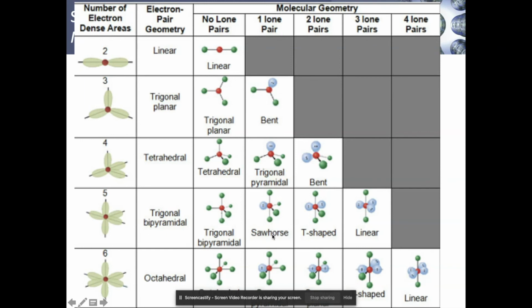I always say seesaw. You have T-shaped, you have linear. This one got cut off, this is octahedral, this one is square pyramidal, this one is square planar, this one is T-shaped, this one is linear. Okay, and this doesn't have bond angles, but trust me, your book has a gigantic chart like this, and the bond angles are included in that.